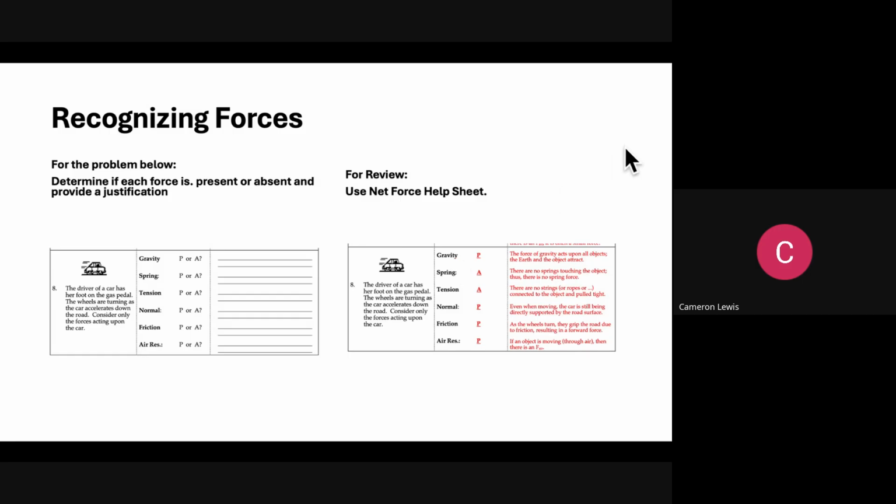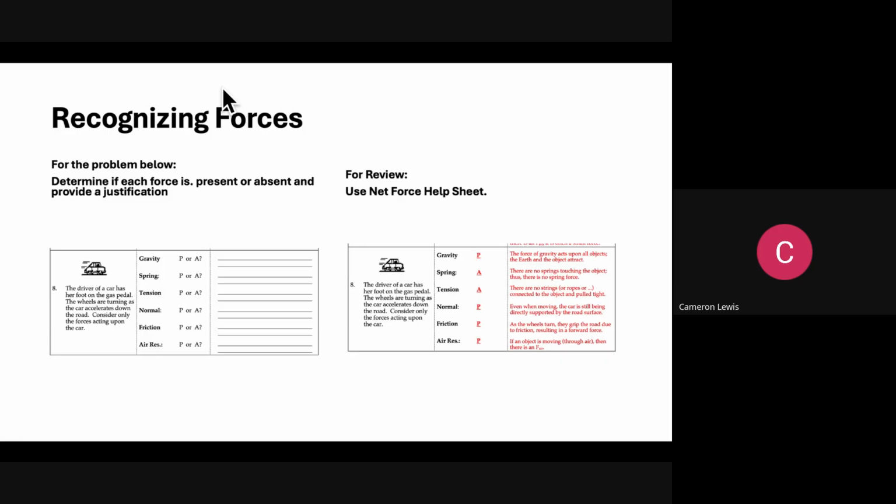And let's look at the explanations, right? We said gravity was present. We said no spring, no tension, but we said normal, friction, and air resistance, right? Air resistance: if an object is moving through air, then there's air resistance. Friction: as the wheels turn, they grip the road due to friction, resulting in a forward force. Normal: even when moving, the car is still being supported directly by the road surface. Yes, as it's moving across, it's always still being pushed up from the surface of the road.